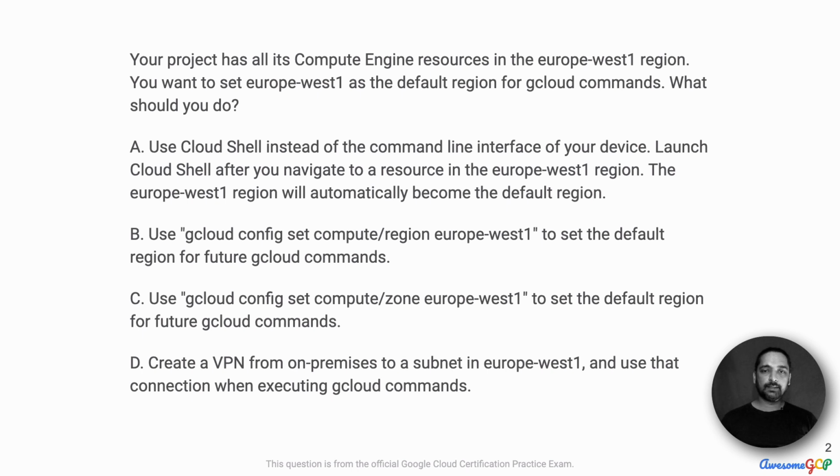C. Use gcloud config set compute/zone europe-west1 to set the default region for future gcloud commands. D. Create a VPN from on-premises to a subnet in europe-west1 and use that connection when executing gcloud commands.